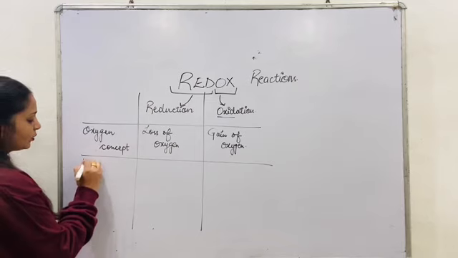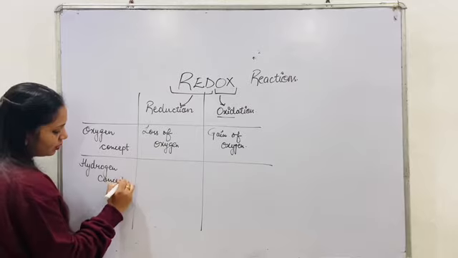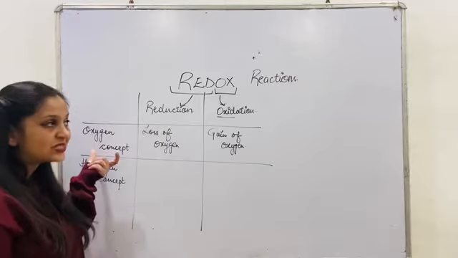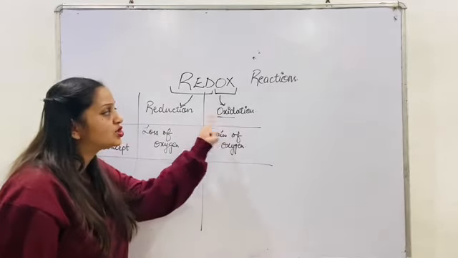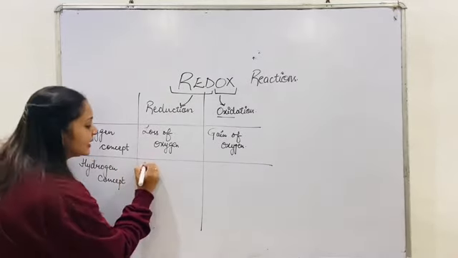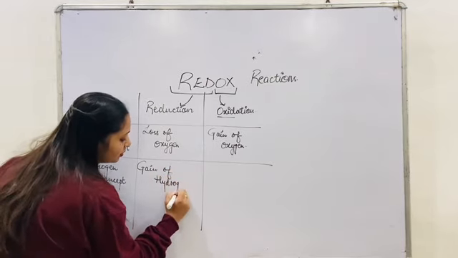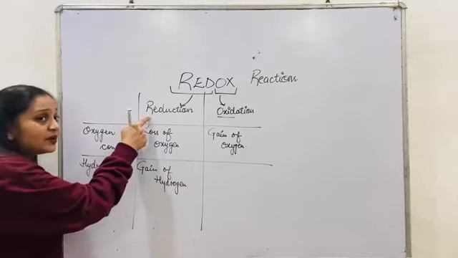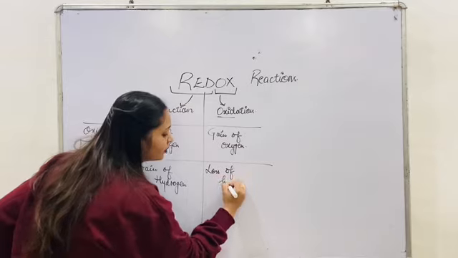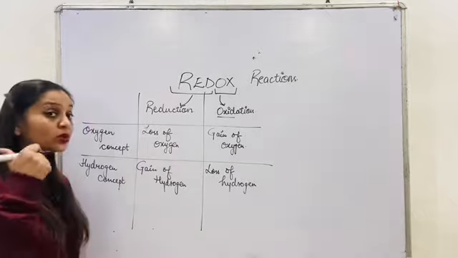Now we will be talking about the hydrogen concept of oxidation and reduction. See, the oxygen concept states that gain of oxygen is oxidation. Now in the hydrogen concept, gain of hydrogen in a chemical reaction is reduction, and opposite to that, loss of hydrogen is oxidation.